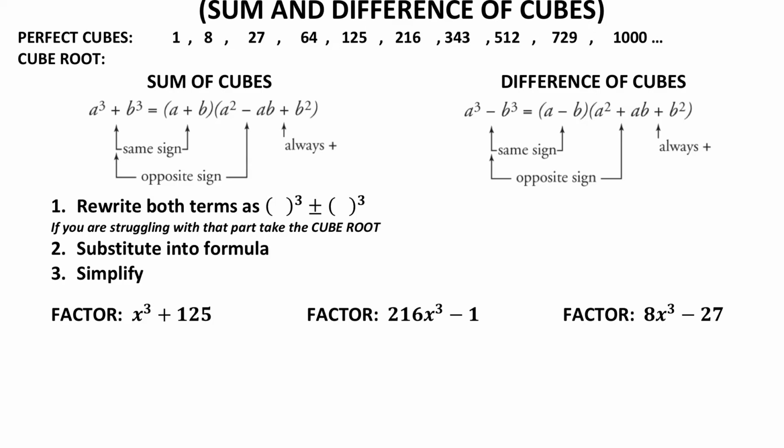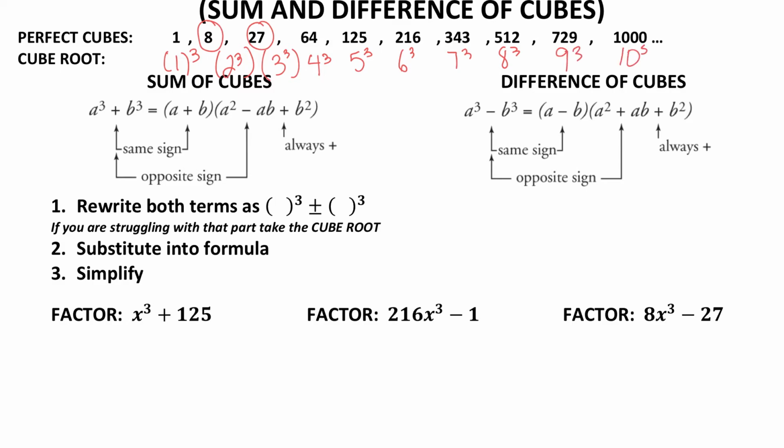Because when you cube 1, 1 to the third power is equal to 1. 2 to the third power is equal to 8. 3 to the third power is equal to 27. 4 to the third power is 64. 5 to the third power is 125, and so on. This would be 6 to the third, 7 to the third, 8 to the third, 9 to the third, and 10 to the third.